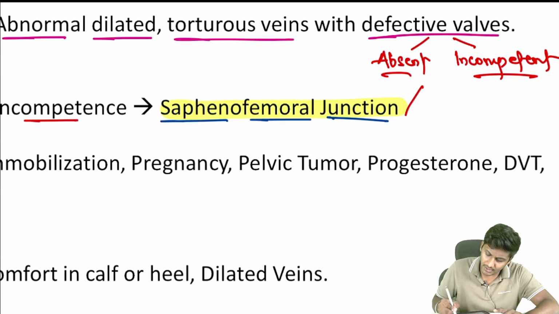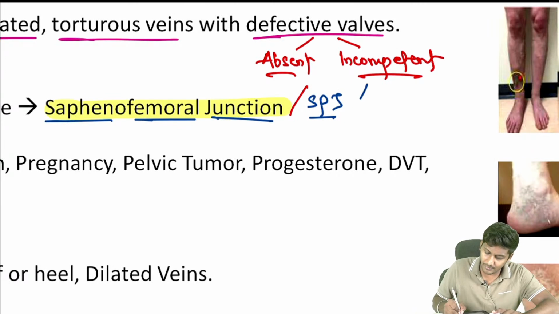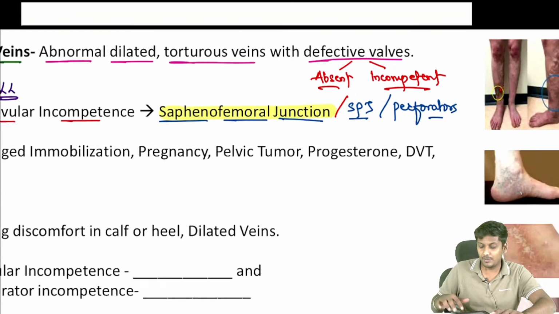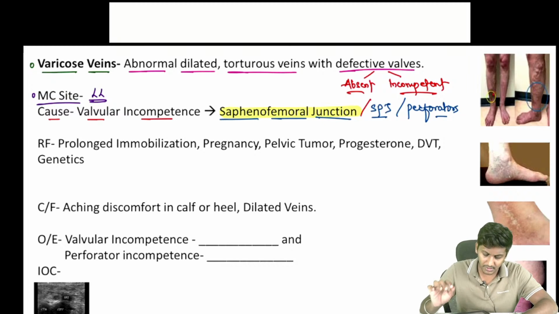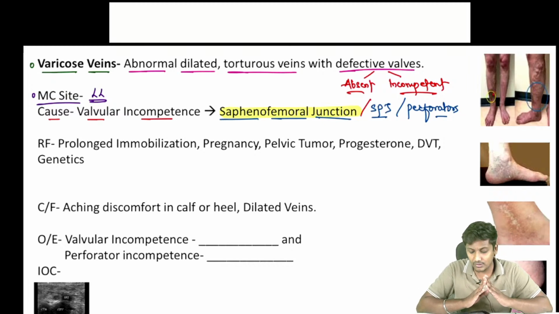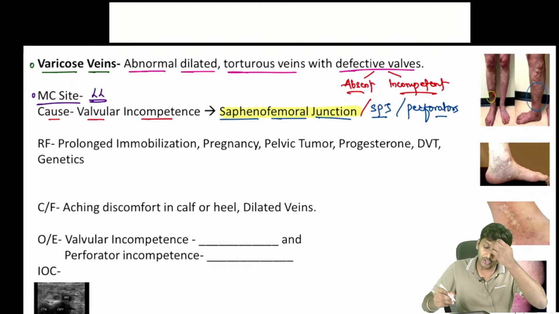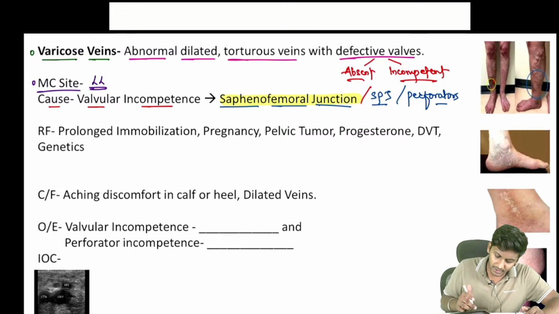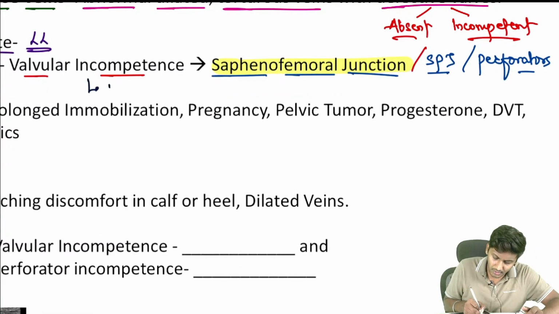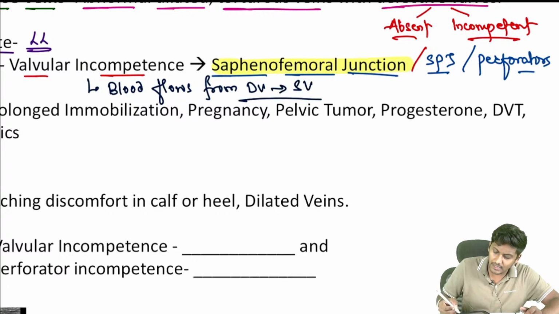But definitely it can be valvular incompetence at the level of the saphenopopliteal junction also, or incompetence at the level of the perforators also. Perforators के level पे भी जो valves होते हैं, they are defective. That can also be a problem, ठीक है. So valvular incompetence at the saphenofemoral junction, saphenopopliteal junction, or the perforators is going to cause a lot of problems, because due to that all the blood flows from deep veins to superficial veins, and that is going to cause all the problem.